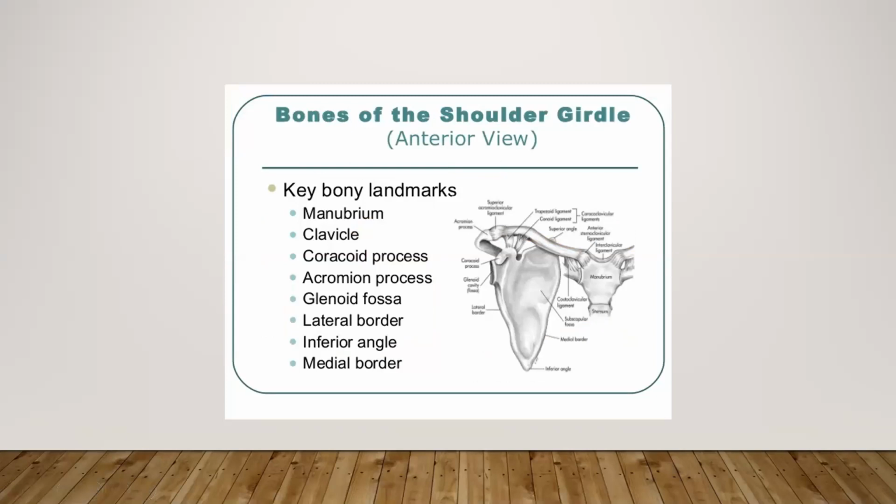Now, the bones of the shoulder girdle: key bony landmarks in the anterior view. This is the manubrium. This is the clavicle. And this is the coracoid process. And this is the acromion process. This is the glenoid fossa. And this is the lateral border, medial border, and this is the inferior angle. Anteriorly, you can see these things.